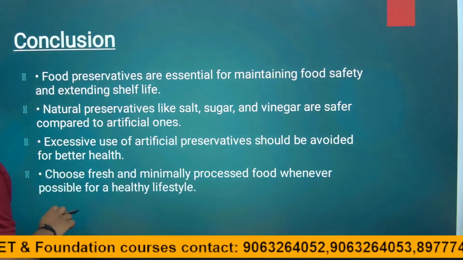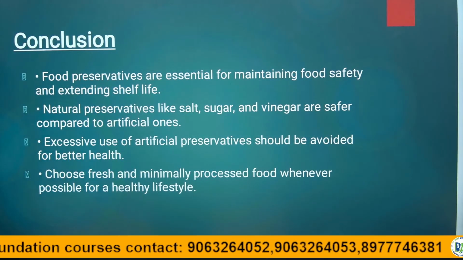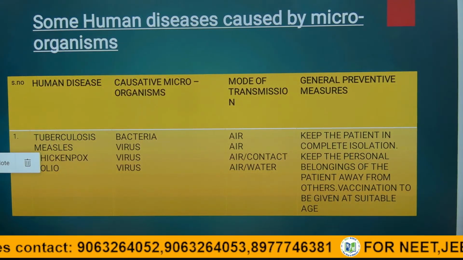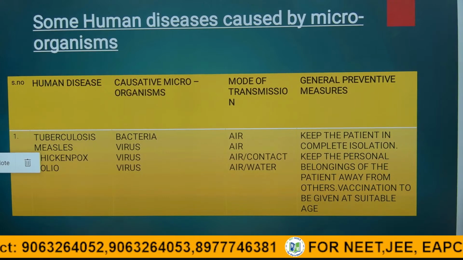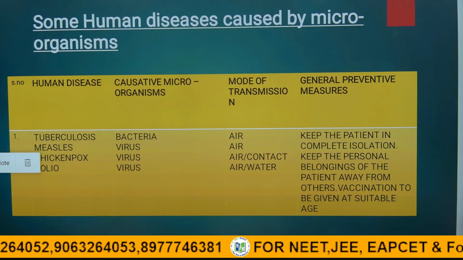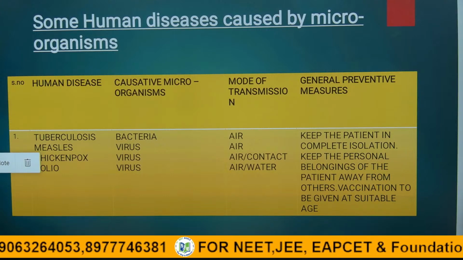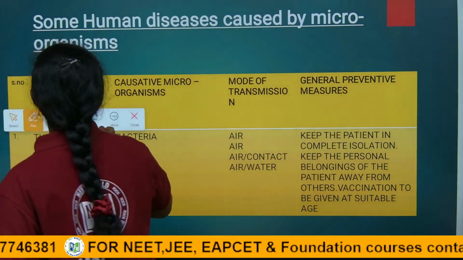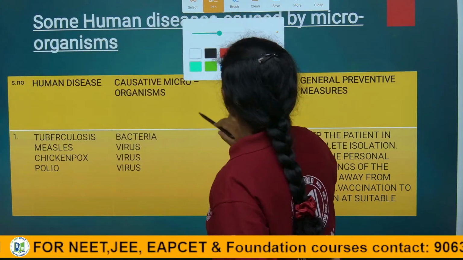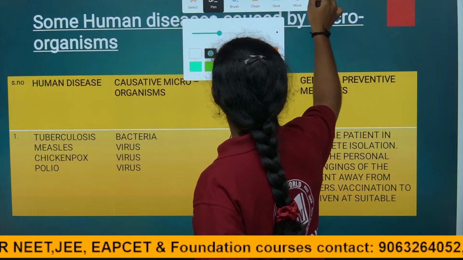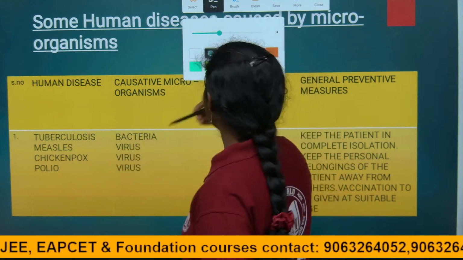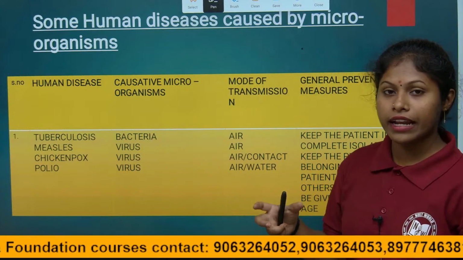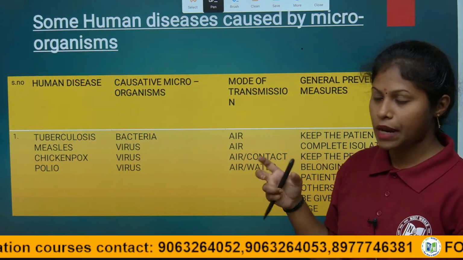So, coming to the last topic. Here we are discussing the diseases caused by microorganisms in humans, animals and also plants. They ask, children, what is the mode of transmission or the causative organism for a disease. These are some human diseases which you can remember. It will help you in solving questions, as they are asked in competitive exams like NSEJS and Olympiad exams.